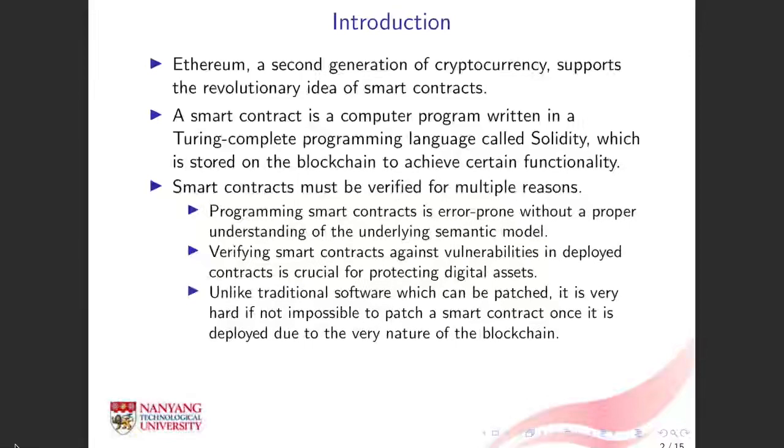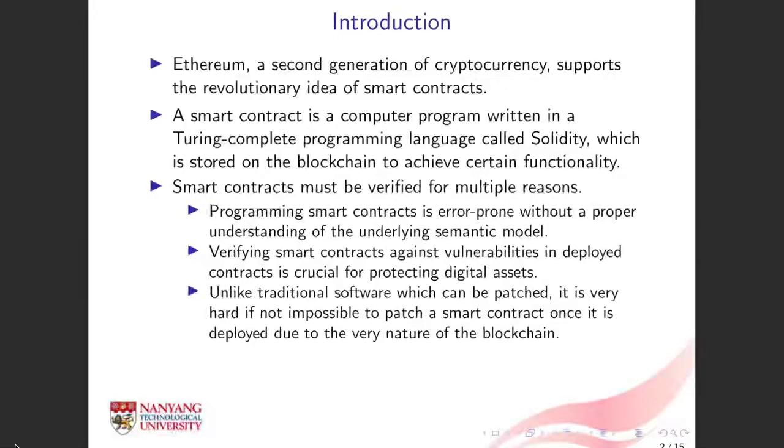Smart contracts must be verified for multiple reasons. Firstly, due to the decentralized nature of the blockchain, smart contracts are different from programs written in other programming languages. For instance, the storage of each contract instance is located at a permanent address on the blockchain. In this way, each contract instance is a particular execution context, and context switches are possible through external calls. Particularly, delegate call is executed in the context of the caller rather than the recipient, making it possible to modify the caller state. Thus, programming smart contracts is error-prone without a proper understanding of the underlying semantic model.